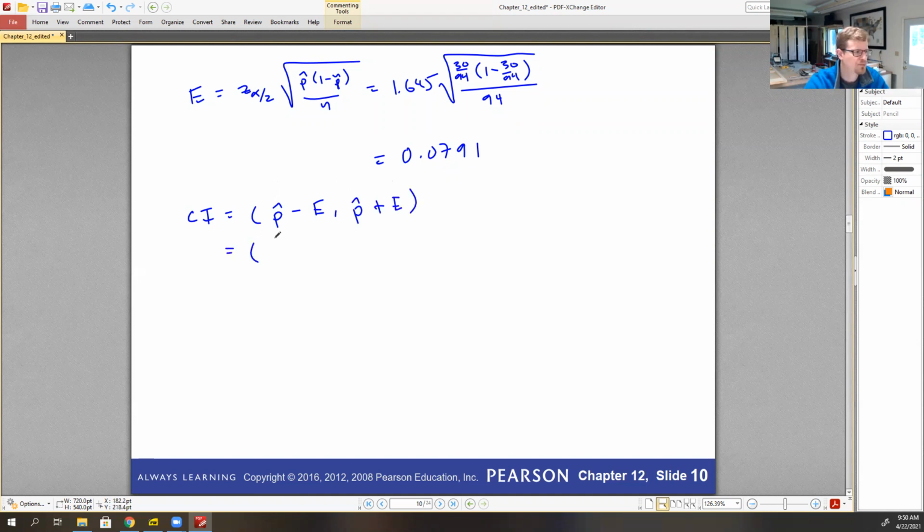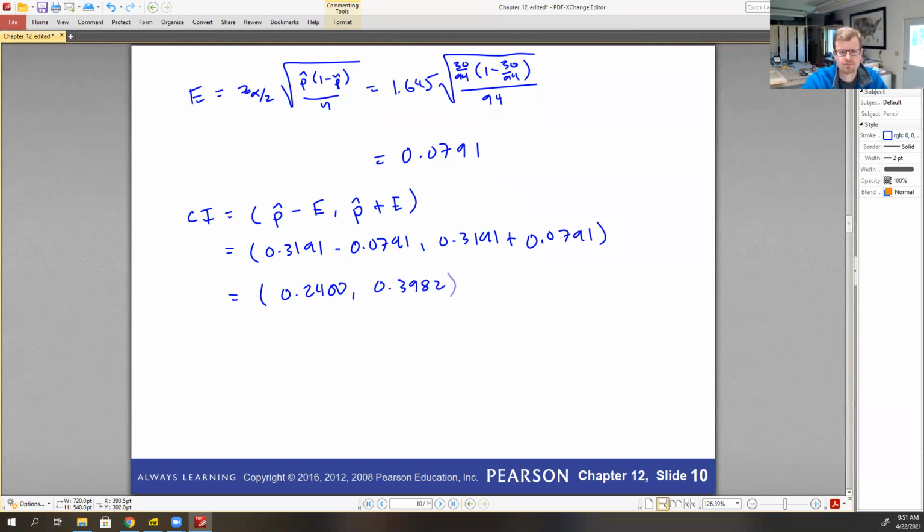So that's going to be 0.3191 minus 0.0791, up to 0.3191 plus 0.0791. So that gives us 0.2400 up to 0.3982. Is that perfect? Not necessarily, right?